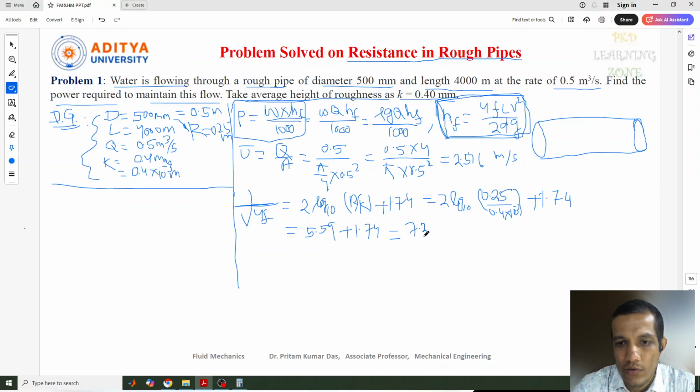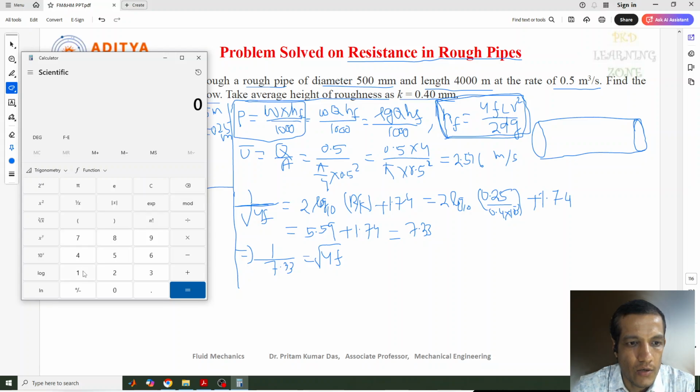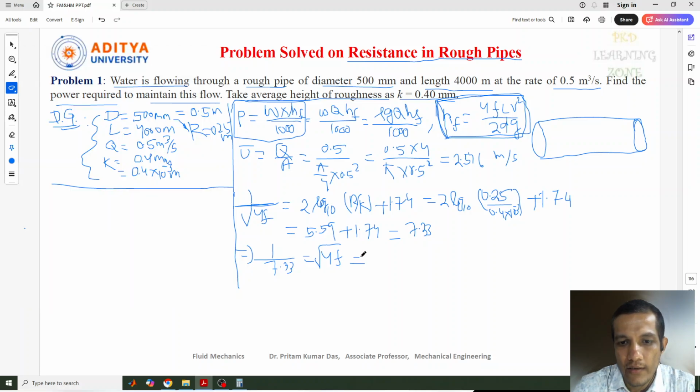Now 7.33, you can write. Now I'll take this root over of 4f to that side, so this side will be 1 by 7.33, and the other side will be the square root of 4f. Now we'll remove this square root, so we square the other side. 1 divided by 7.33 is 0.136. So 4f equals 0.136 square.